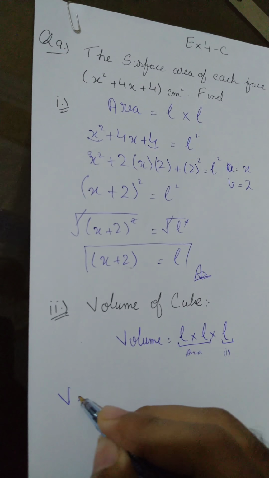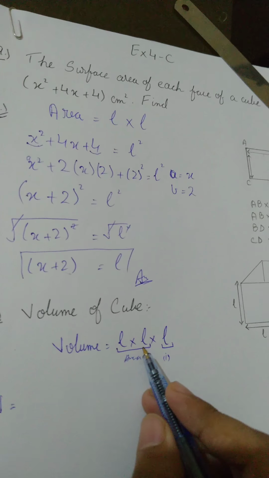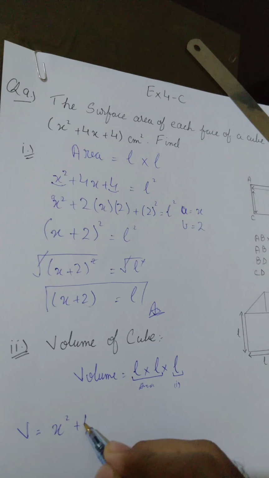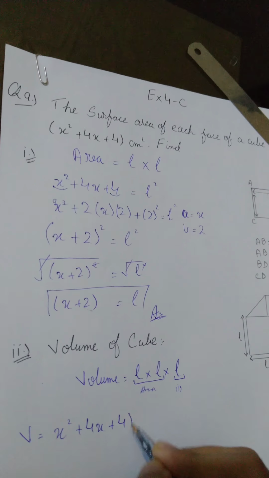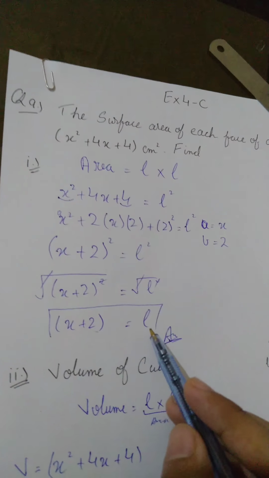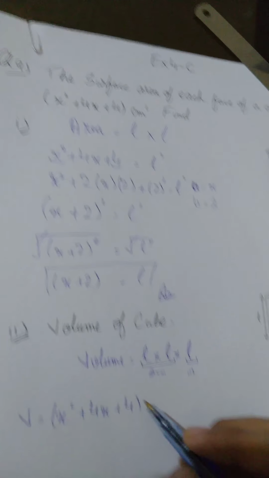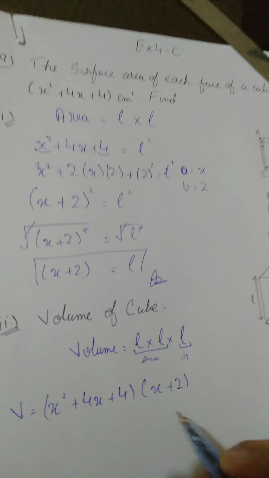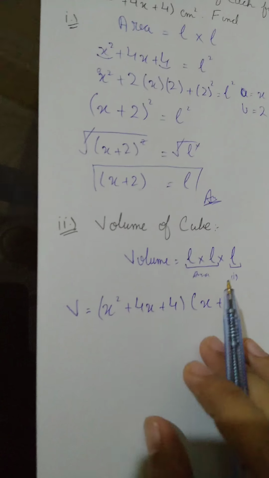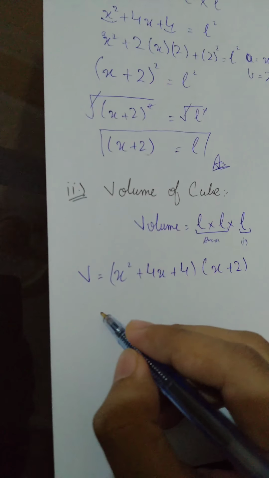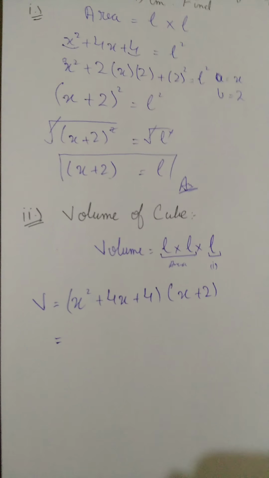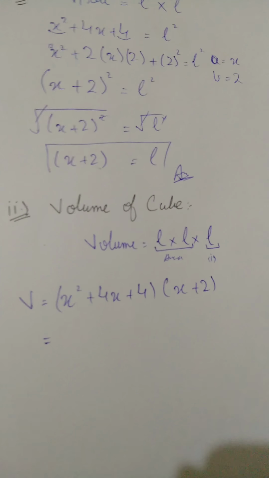Let's see, volume equals area, length into length, which is given to me: x square plus 4x plus 4. Then this one L side is left, so I will take the one L side which I found in the first part, x plus 2. These are all multiplying, so these 2 brackets are multiplying. In order to find the volume, we have to multiply these 2 brackets. It's very easy. We have done this extensively in extra classes and while solving D1 questions.